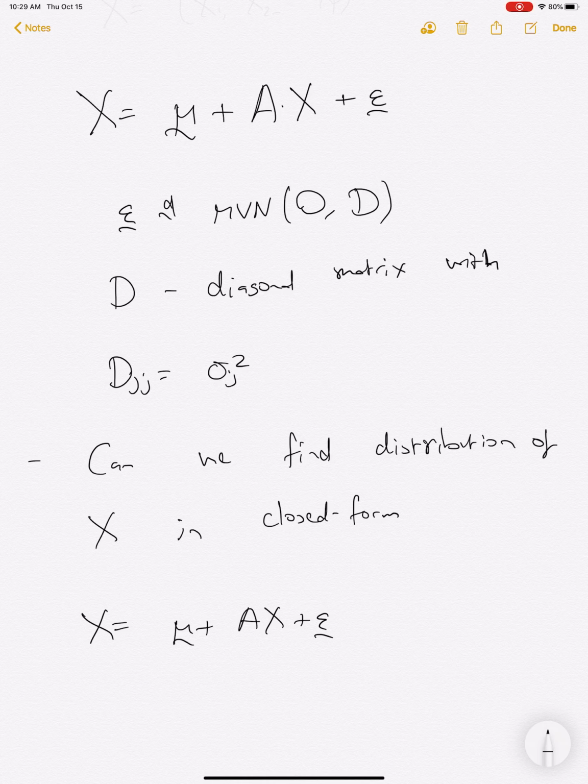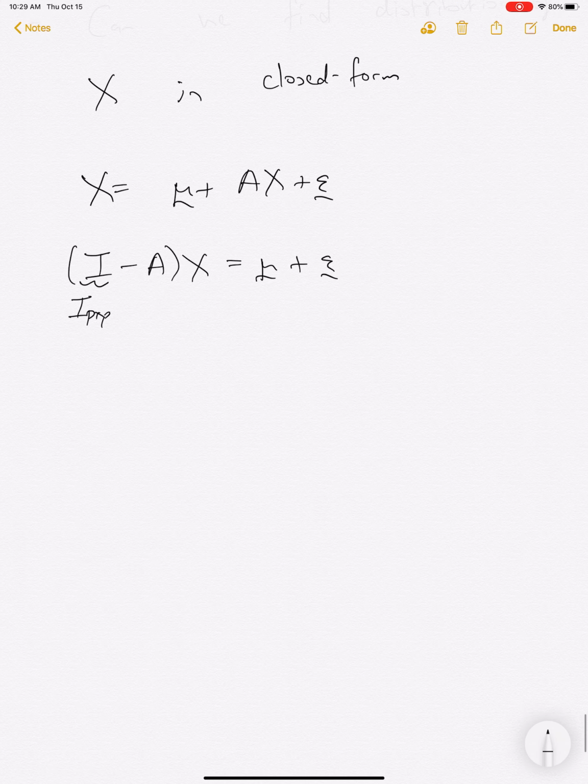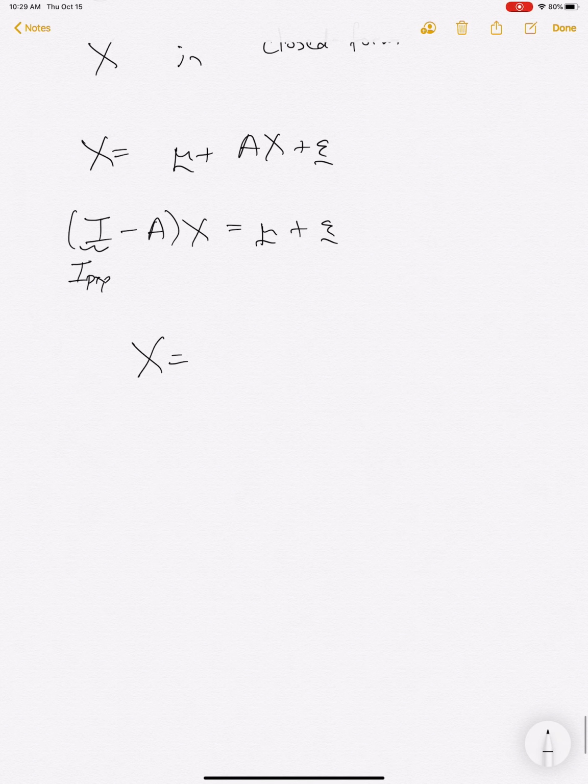We know that we can rewrite this as (I minus A) times x, where I is the p by p identity, equals mu plus epsilon. And it turns out that if the matrix A corresponds to a DAG, then I minus A is always invertible.